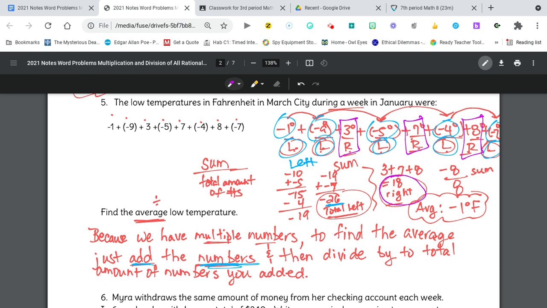But now, in order to get the sum, you need to take these two, the -26 and 18, and subtract because they're going in different directions. Remember, same direction add, different direction subtract. Well, 26 minus 18 is 8, and it's more to the left. So that's why I got the -8 on the top. And I divided by 8. Well, that 8 that I divided by is the total number of numbers I have. 1, 2, 3, 4, 5, 6, 7, 8. So that gives me my average, which is -1 degrees.